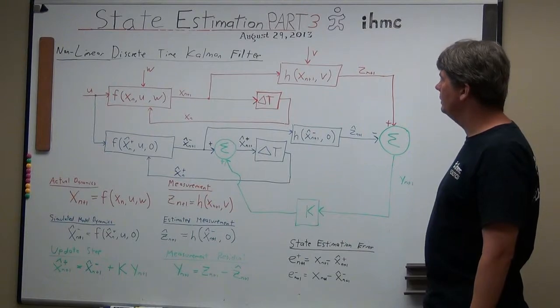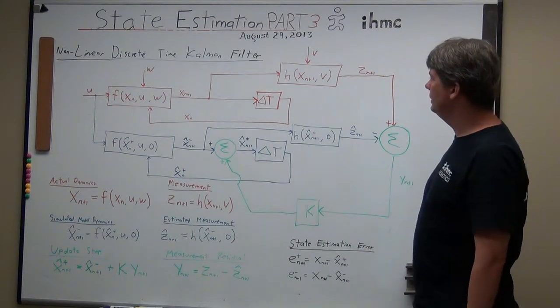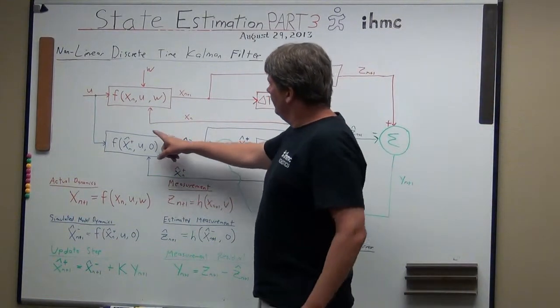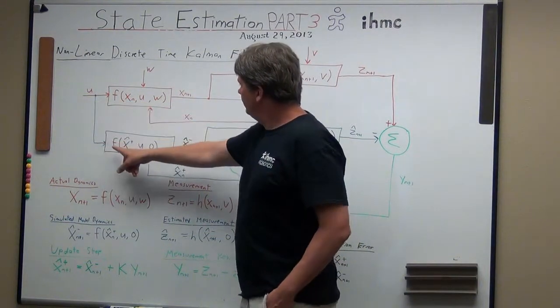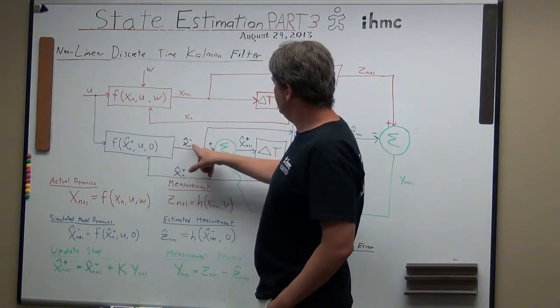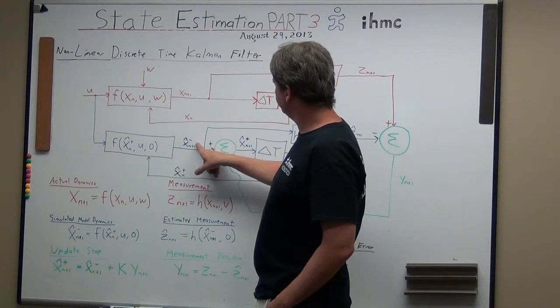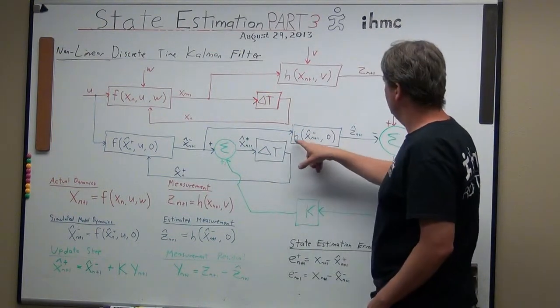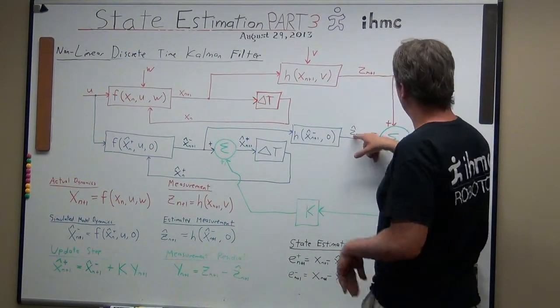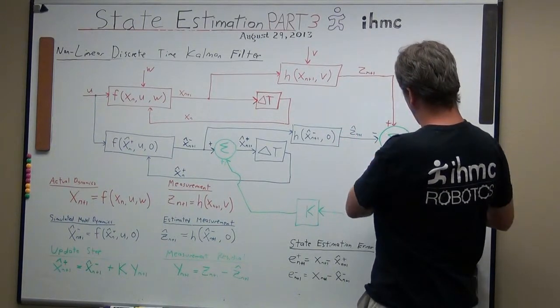So in code, what you do is you have your input u, so you compute this function to find what this guy is. Then you use this function to figure out what these guys are. You're measuring these, so you subtract these to get this.